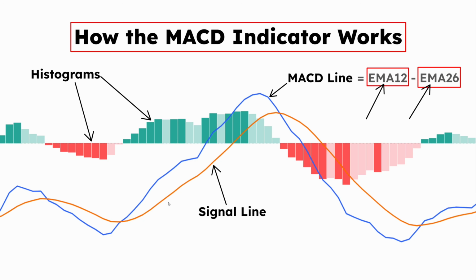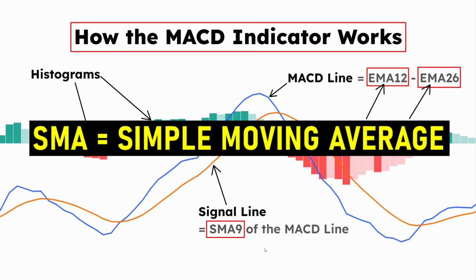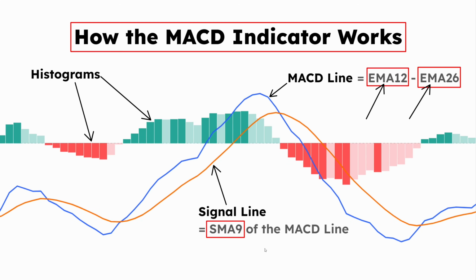But what about the orange line, the signal line? Well, the signal line is calculated by taking a simple moving average, or in other words, an SMA, of the MACD line itself. So SMA 9 basically means simple moving average based on 9 periods. And because the signal line is a moving average of the MACD line, we will actually get a very important property. And that is, as long as the MACD line is above the signal line, the signal line will go up. And as long as the MACD line is below the signal line, you can see that the signal line will go down.